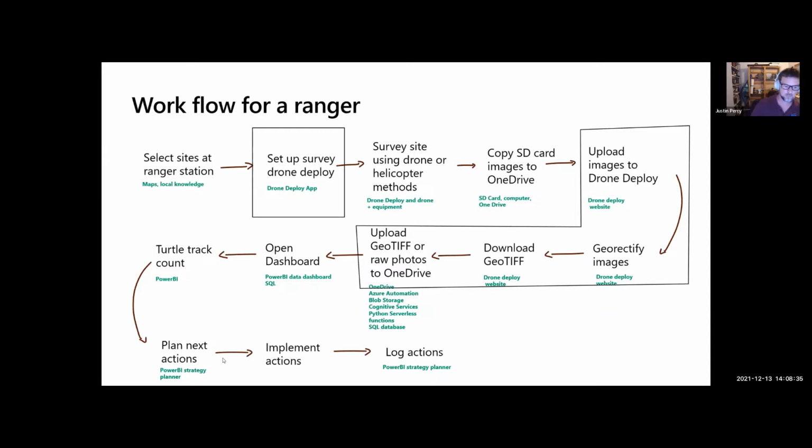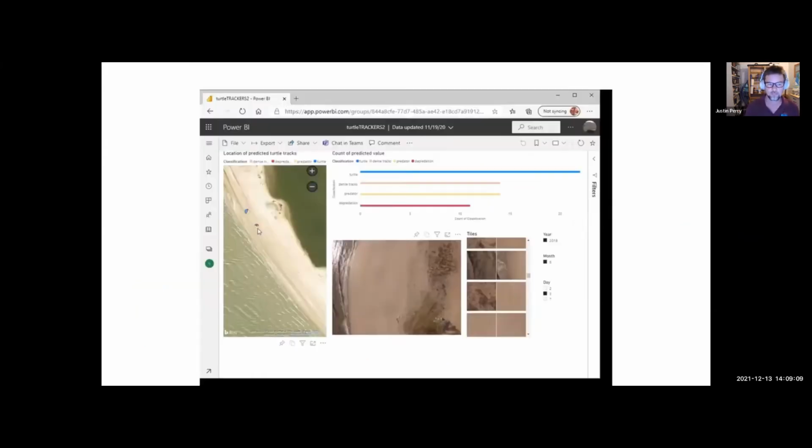That enables the rangers to plan what the actions are, to implement the actions, and most importantly, to log those actions on another app. So once you go out there and decide that you're going to do something about it, you need to actually then say, all right, we put a cage over the nest, we shot some pigs, we put up some fences, or we did some 1080 poisoning. Whatever that action is, you need to log it so that you can start comparing your actions with the values you're trying to protect, and how those resources have led to changes in the value that you care about.